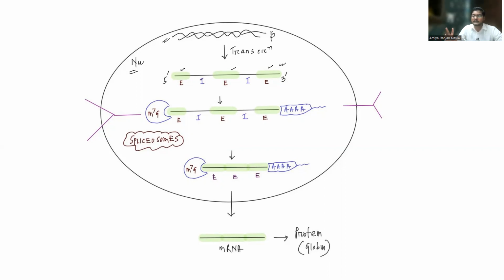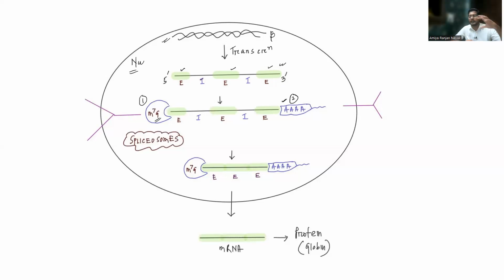There are 3 post-transcriptional modifications, as you must have studied. The first one is 5' capping at the 5' site. That is with the help of 7-methylguanosine. With the help of 7-methylguanosine, they will be capping at the 5' site. And at the 3' site, there will be a poly-A tail. This is the second phenomenon that happens in the post-transcriptional modification.